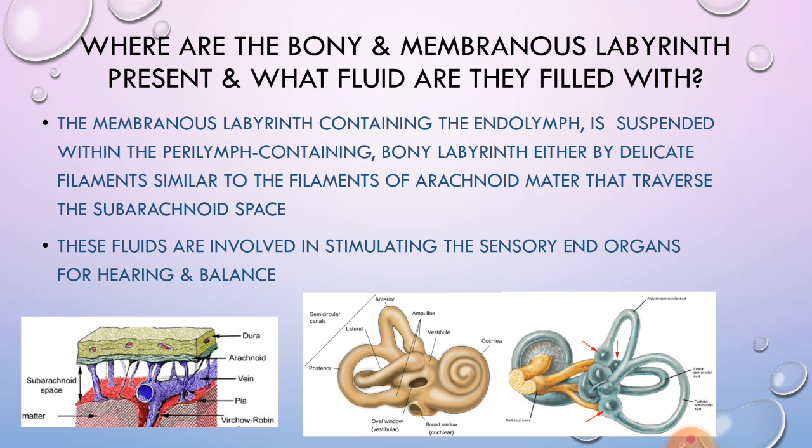Where are the bony and the membranous labyrinth present, and what fluid are they filled with? The membranous labyrinth containing the endolymph is suspended within the perilymph-containing bony labyrinth by delicate filaments similar to the filaments of arachnoid matter that traverse the subarachnoid space. I've tried to show you in the left diagram how the filaments extend in the subarachnoid space.